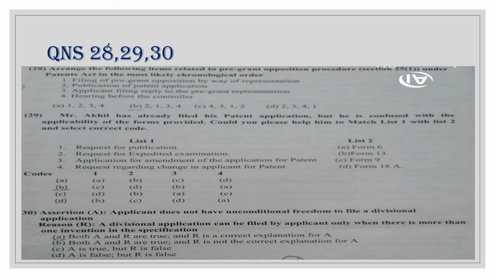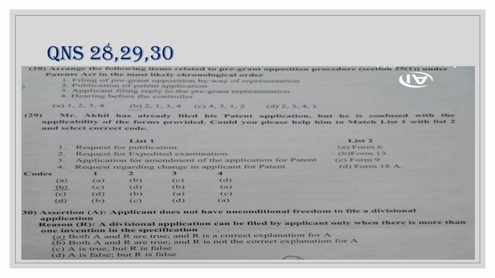Fine. And the last question is question number 30. Assertion A. The statement is applicant does not have unconditional freedom to file a divisional application. And the reason statement is a divisional application can be filed by applicant only when there is more than one invention in the specification. Okay, so we have to see whether both these statements are correct or not, and if they are correct, whether R is a correct explanation of statement A or not.